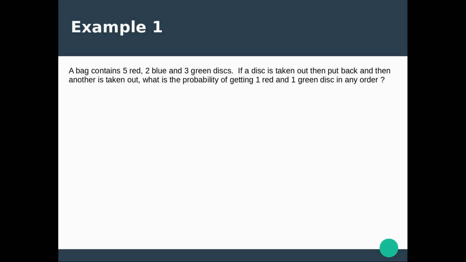Okay, so let's look at our first example. A bag's got 5 red, 2 blue, 3 green. We take one out, we have a look at it, we then put it back in and we take another one out. What's the probability to get 1 red and 1 green? And this is the important part here, that we do it in any order. So we could get a red then a green, or a green and then a red. Well, the probability of getting a red just on its own would be 5 out of 10, a blue would be 2 out of 10, and a green would be 3 out of 10.